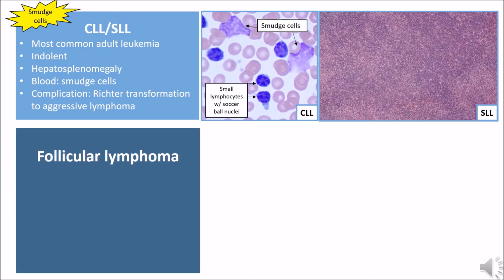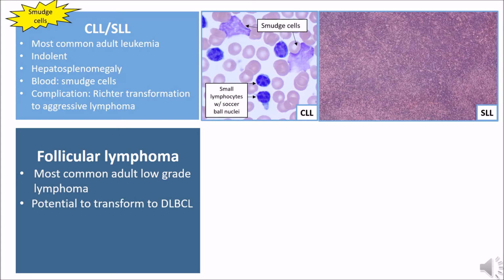Follicular lymphoma is the most common low-grade B-cell lymphoma in adults. Patients present with generalized lymphadenopathy. The disease often has an indolent, waxing and waning course, but may eventually undergo transformation into a diffuse large B-cell lymphoma, which carries a poor prognosis.